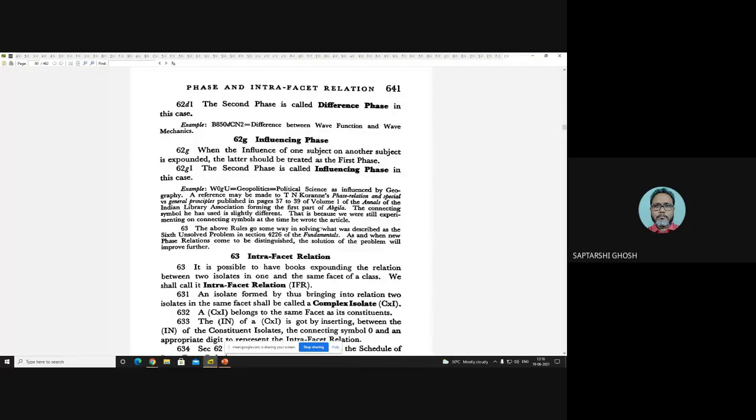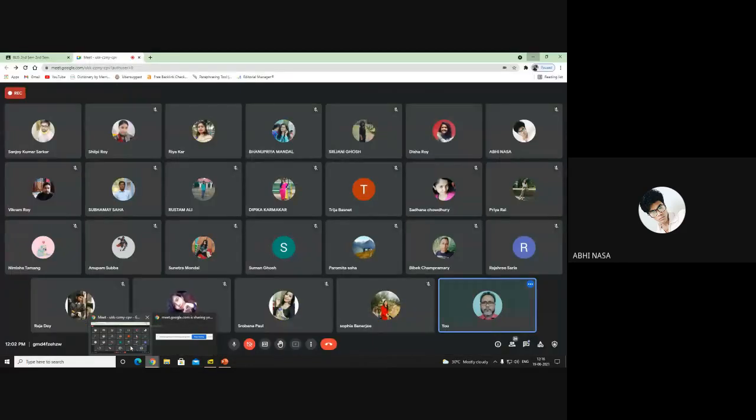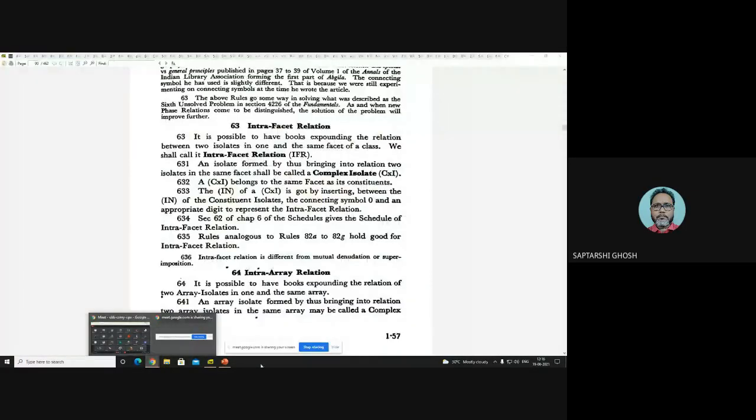Now we are going to the main class. Okay. Interfacet. So now you see, and isolate. Mute yourself. Okay. So an isolate formed by thus bringing into relation two isolates in the same facet shall be called a complex facet and belongs to the same facet. The isolate number and the complex isolate got by inserting between the constitution isolates, connecting symbol 0 and appropriate digit representing intra-facet relation, and the rules are given.